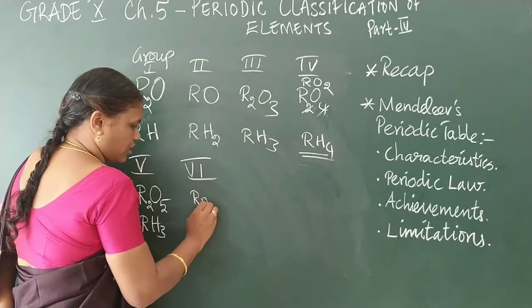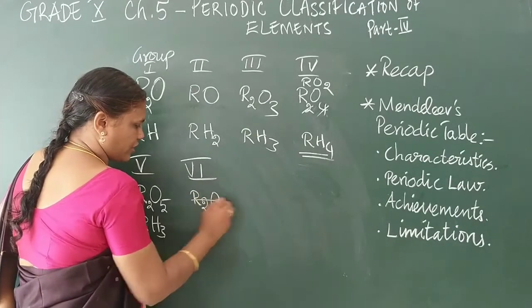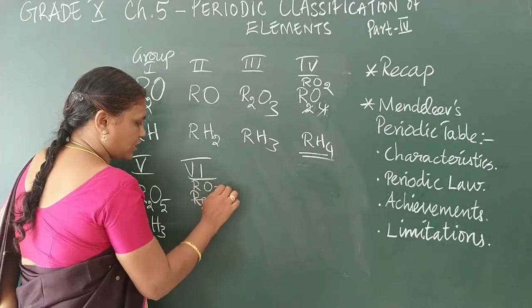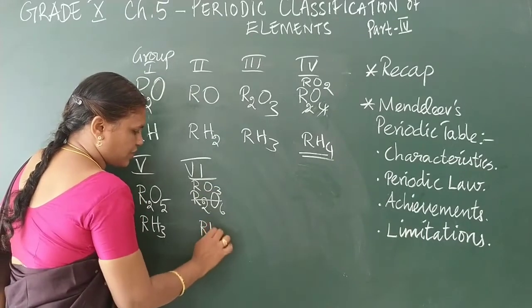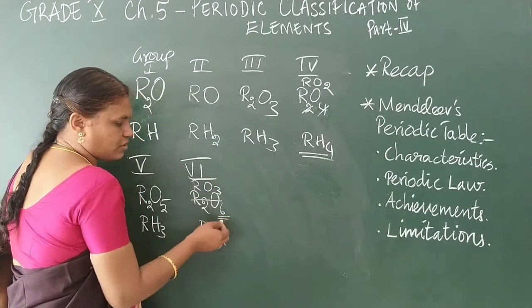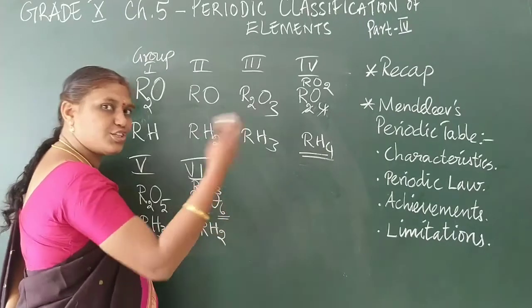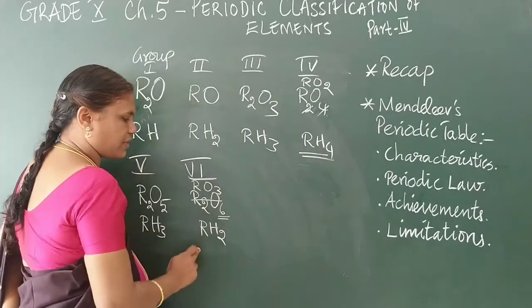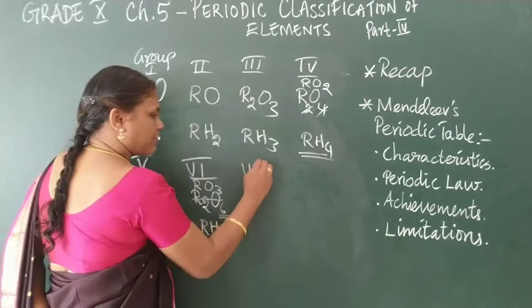R2O6, that you can write as RO3. Then here it will be RH2 because the outermost electrons are 6. It needs 2, so it will gain 2 electrons and it becomes RH2. Seventh group.